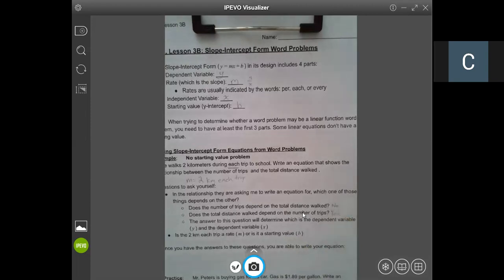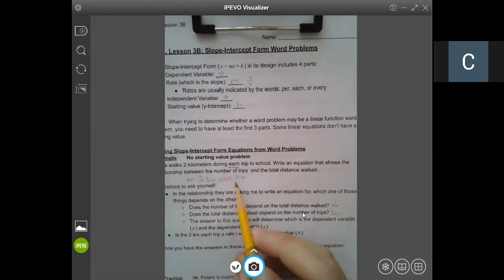So whatever depends on the other, distance usually depends on something else. Okay, so whether it's speed or time or number of trips in this case, distance is usually a dependent variable. All right, things like time and number of items usually is your independent. Okay, here's a way to indicate your independent variable. If you can recognize what your rate is early on, like we did, this says each trip.